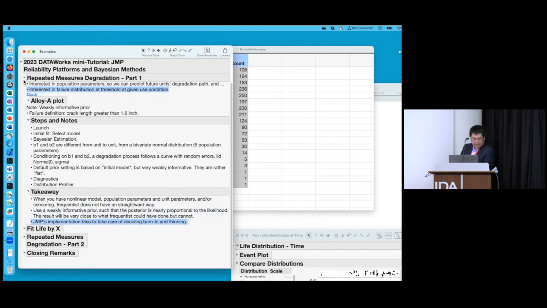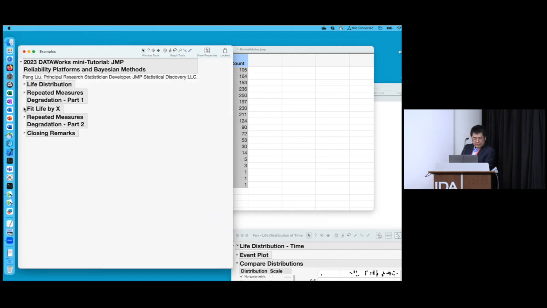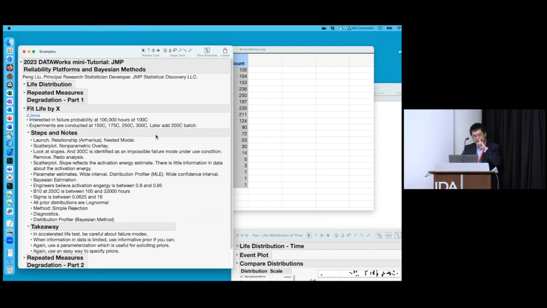Okay, so this is the second example. Let me wrap up. Second one. This is FitLife by X platform, for accelerated life testing data. The data set here is an integrated circuit board device, and because it's a semiconductor product, it's pretty reliable.